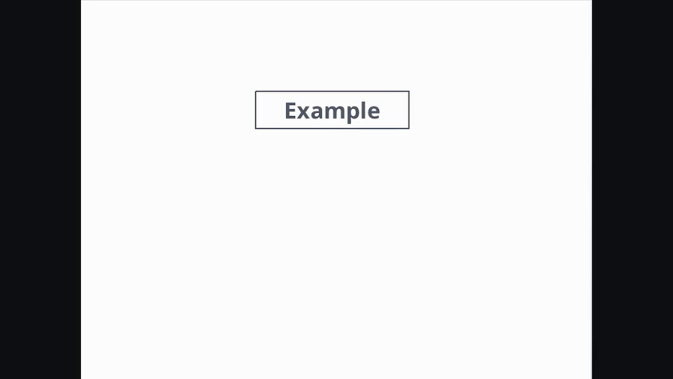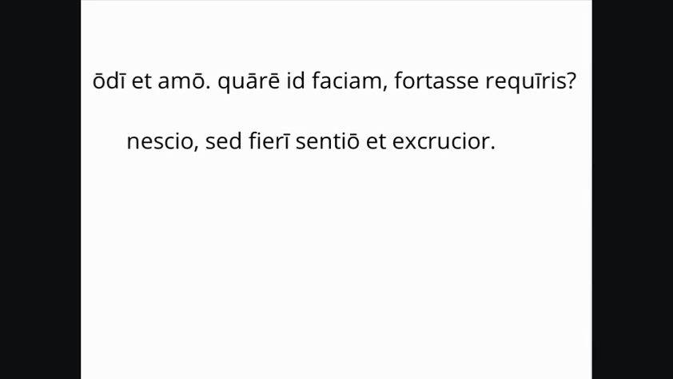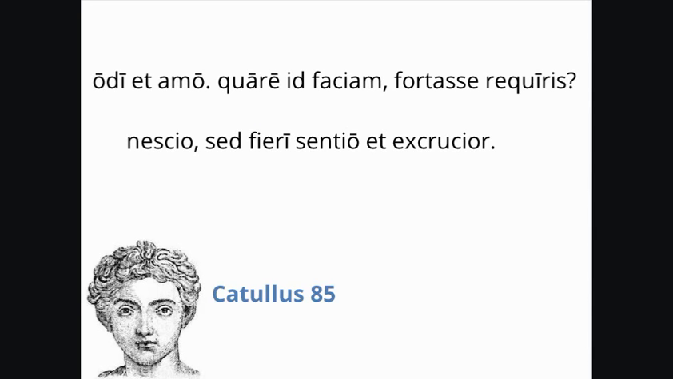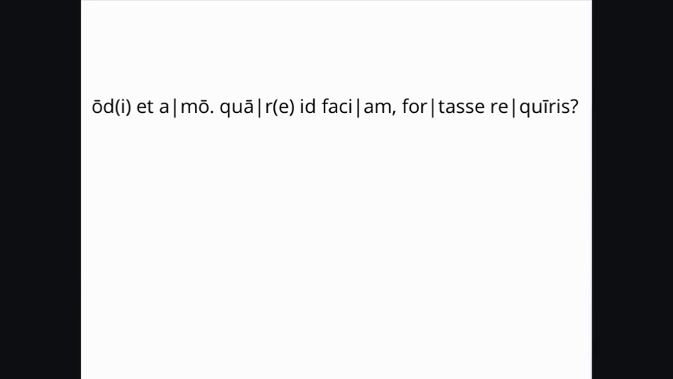At this point, let us look at an example and scan it. This couplet is actually an entire poem, Catullus 85. Odi et amo. Quare id faciam, fortasse requiris. Nescio, sed fieri sentio et excrucior.